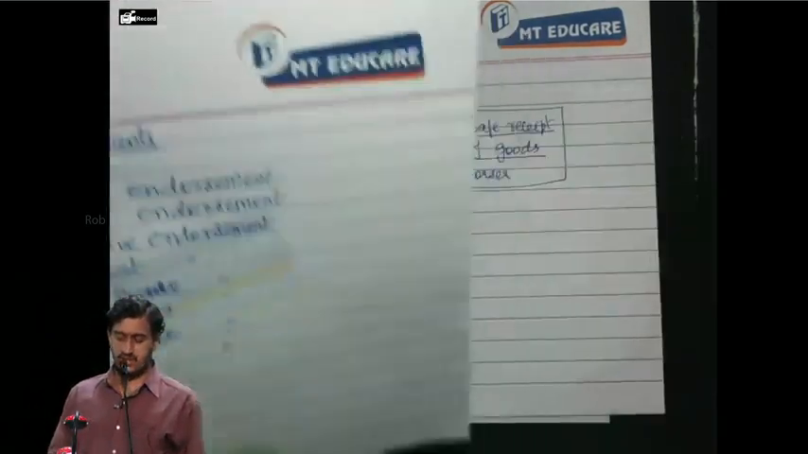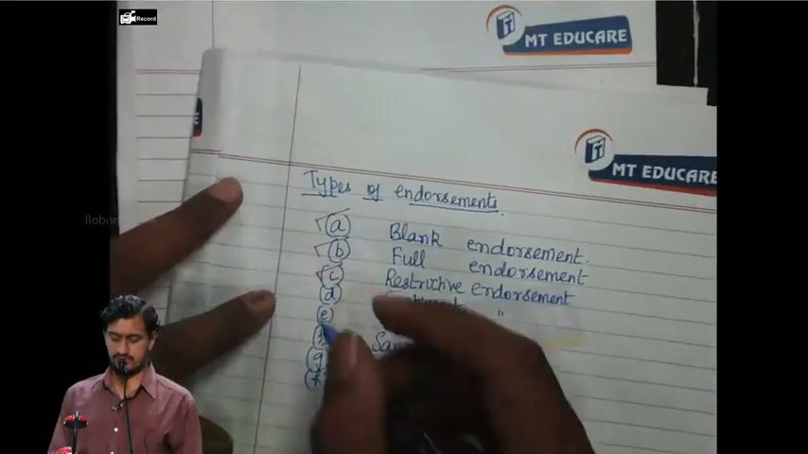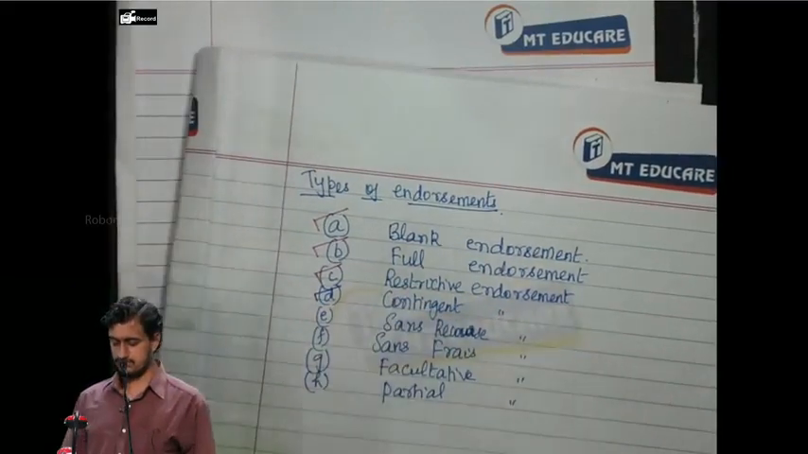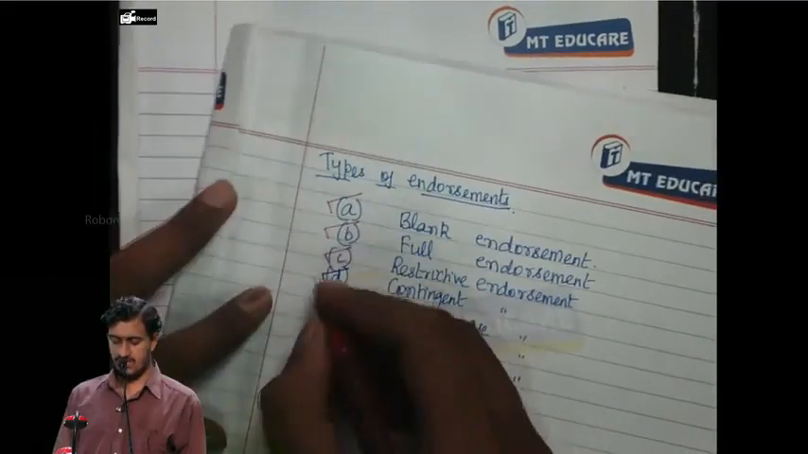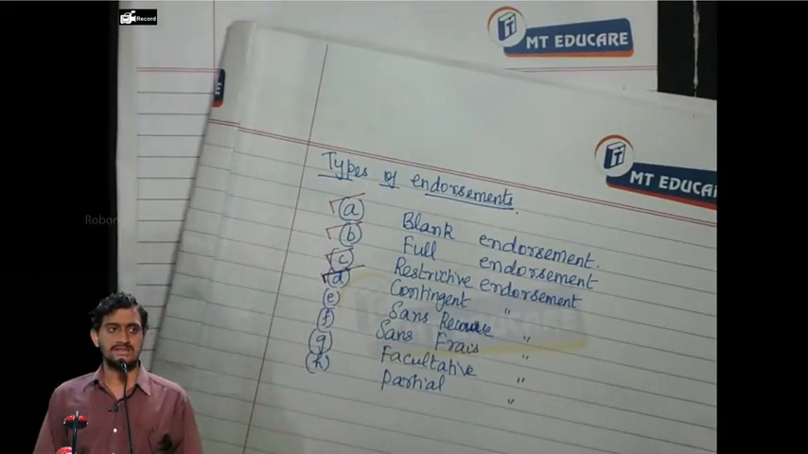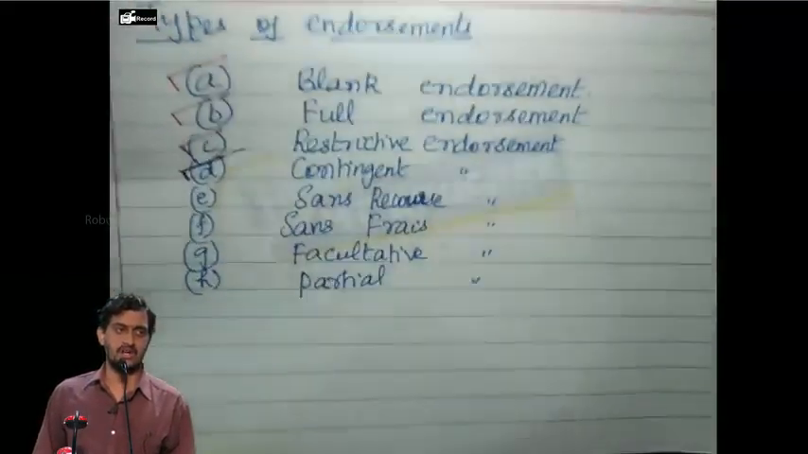So, contingent endorsement is also over. Next is what? Sans recourse endorsement.